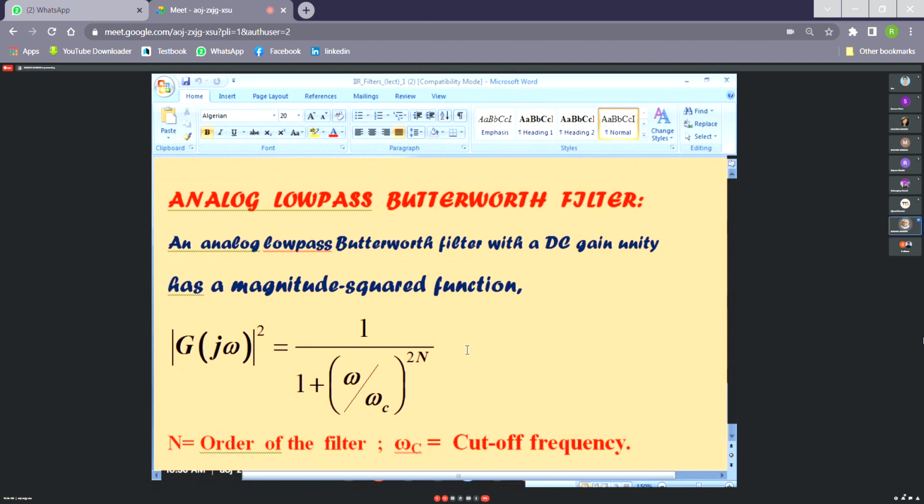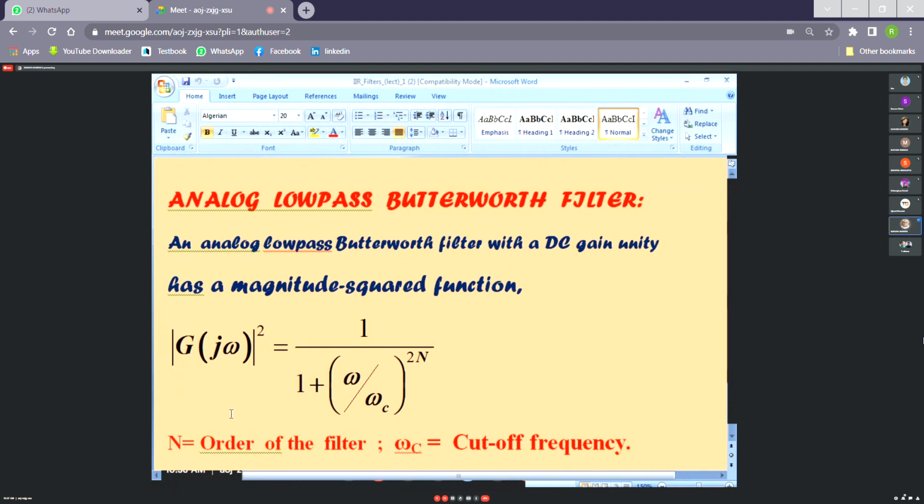So just as a recapitulation, I will consider here only Butterworth filter. But all the techniques that I have considered for discretization, they are equally applicable for other types of filters, as for example, Chebyshev filter, elliptic filter, Bessel filter. For all types of filters, these discretization techniques can be used. But for the sake of illustration, I will consider only analog Butterworth filter.